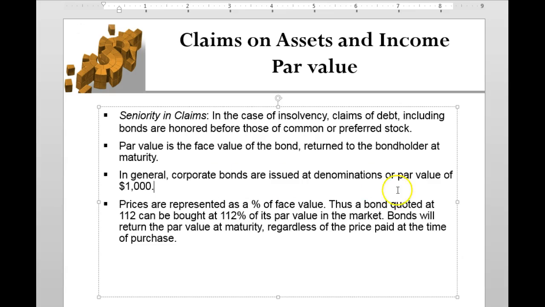If I have a bond that's going to sell at 112%, it's going to sell for $1,120. So the percent is just multiplied times the par value to get how much that bond is going to cost at the time of purchase. It could be at 95. So you can have premiums or you can have discounts. And we'll talk a little bit more about that as we go down.